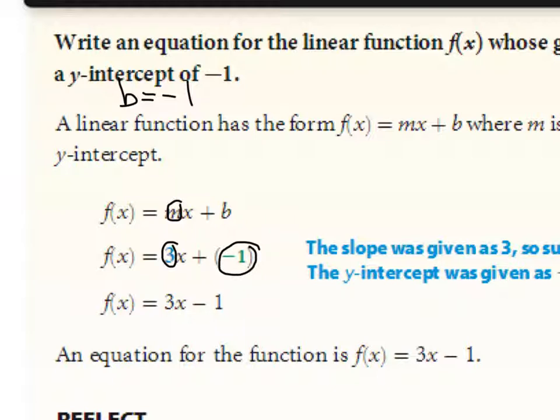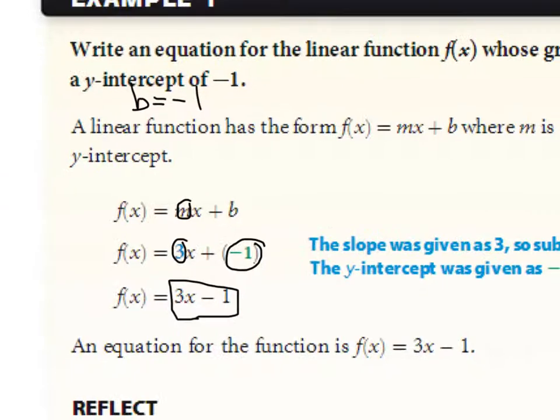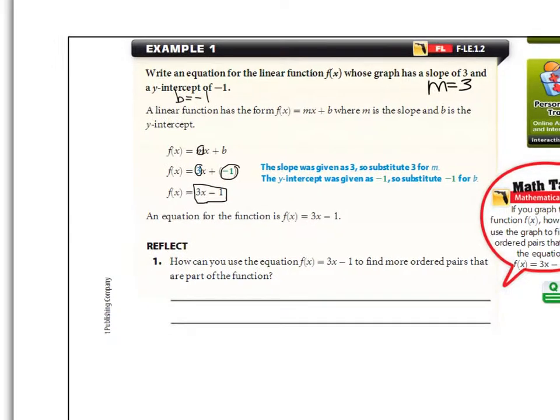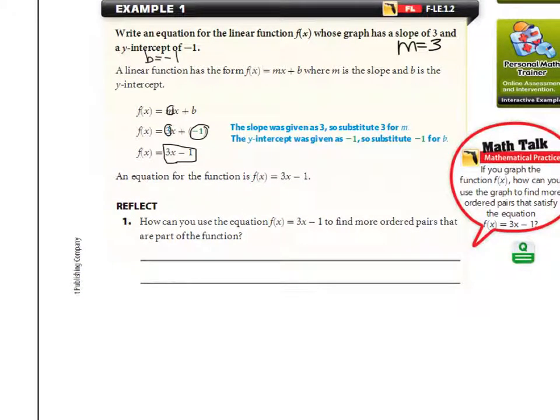Now, even though the equation is typically in the form of mx plus b, we never want to see plus a negative. We always just want to change that to a minus sign, which is what they did at this part. So the equation for this is f of x, because that's your y, equals 3x minus 1, based on the information that's been provided for you. So take a moment, answer the reflection question, talk it over with your group members if needed, and then unpause the video when you're ready to see if you are correct.